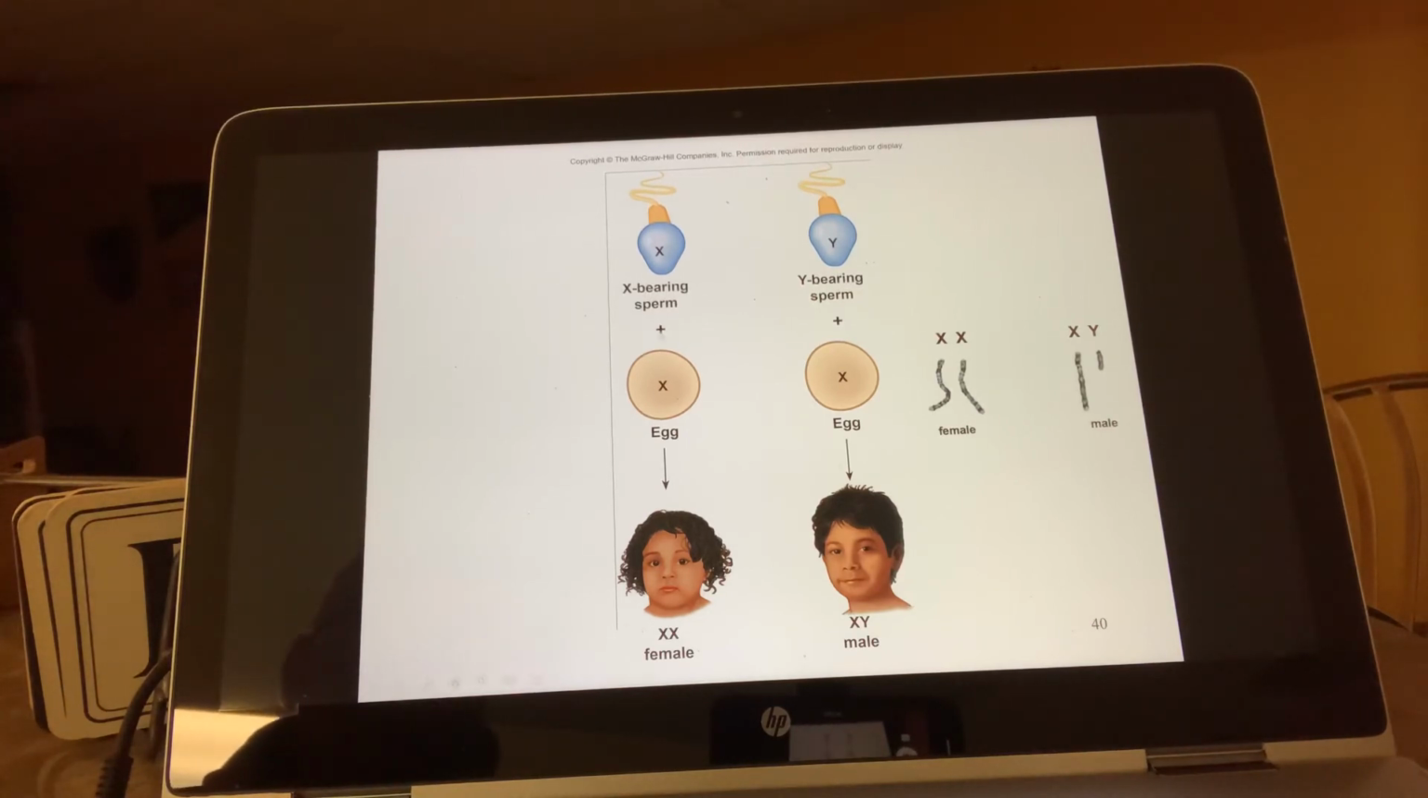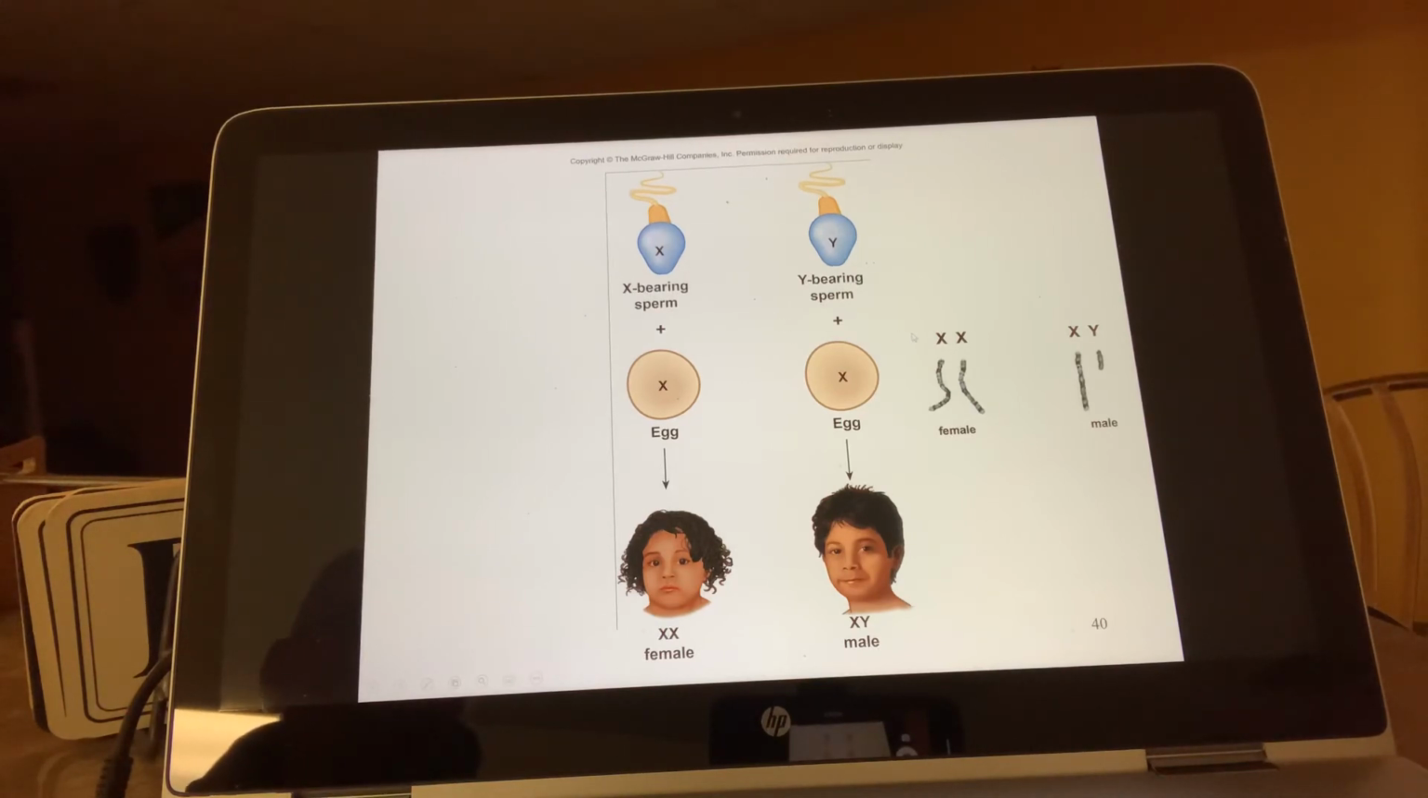And the sperm can be either an X-bearing sperm or a Y-bearing sperm. If an X-bearing sperm fertilizes the ovum, then the individual will have two X chromosomes, will develop as female. If a Y-bearing sperm fertilizes the ovum, then the individual will have an XY chromosomal makeup and will be phenotypically male. So the father is the individual that determines the sex of the offspring, not the mother.